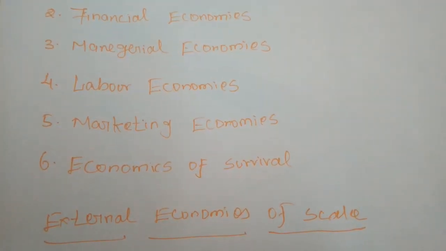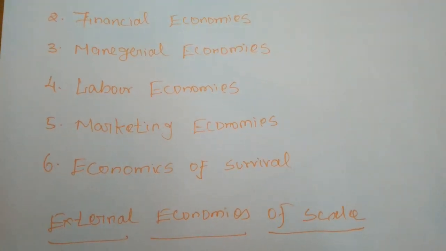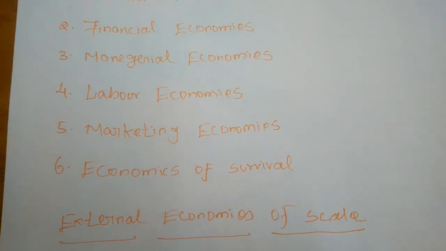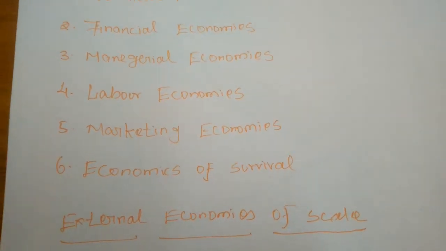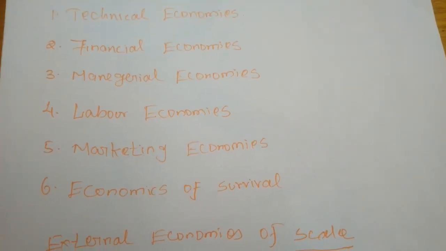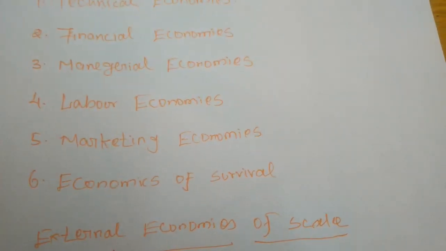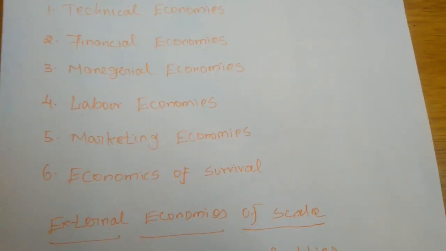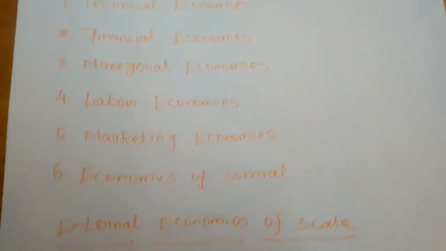Not only that, when they do this, they are able to survive in the business world. When we are able to survive in the business world through the possibilities of product diversification, they can get some advantages. So this is called economies of survival. By continuing to survive in the business world, the large scale production unit will get the advantages. That is called economies of survival.